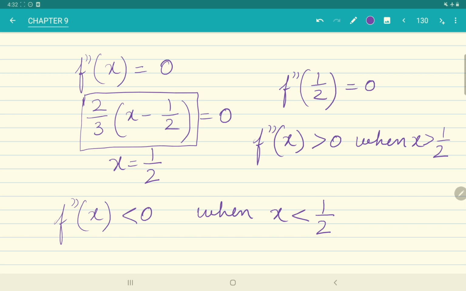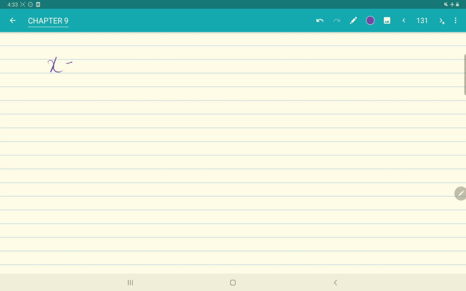So basically, to the left of 1 by 2, the function is concave. To the right of 1 by 2, the function is convex. Clearly we see that at 1 by 2, f double prime is changing sign, and that just means that x equal to 1 by 2 is an inflection point for f.